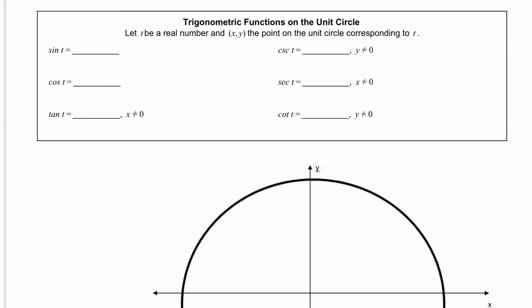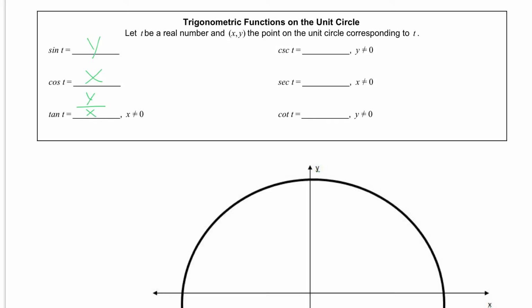Next, we're going to discuss the unit circle. Before we do that, we have to take a look at the box here that says trigonometric functions on the unit circle. If t is a real number and x comma y is a point on the unit circle corresponding to t, then the sine of t is going to be equal to y. Cosine of t is the same as the x coordinate, and the tangent is going to be the sine divided by the cosine, or you could think of it as y divided by x.